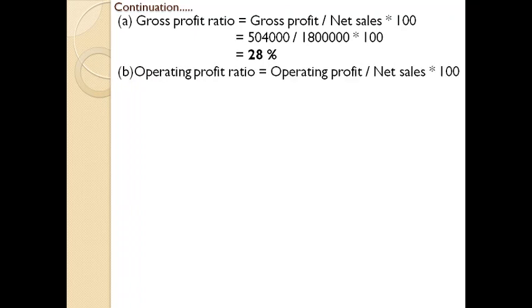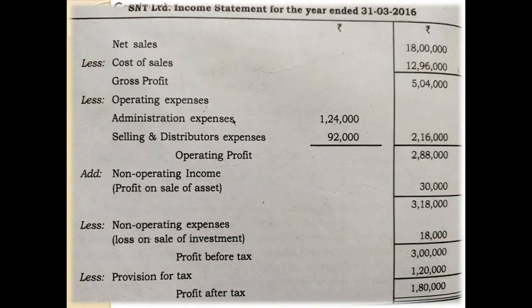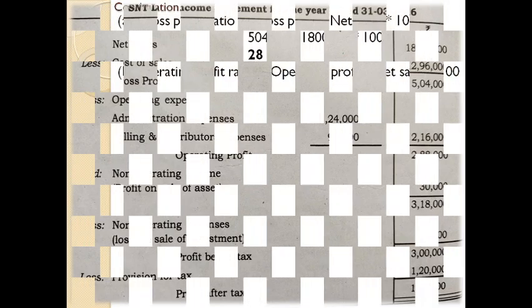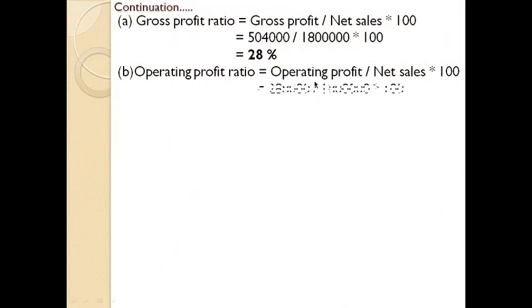Secondly, you need to find the operating profit ratio. The equation is operating profit divided by net sales into 100. And we have already found the amount of operating profit. Here it is operating profit, the amount is 2,88,000. And remember, the other name of operating profit is earnings before interest and tax. Remember, these terms may be used synonymously, so familiarize yourself with each word. So operating profit 2,88,000 divided by net sales, that is 18 lakhs into 100, you will get 16%.